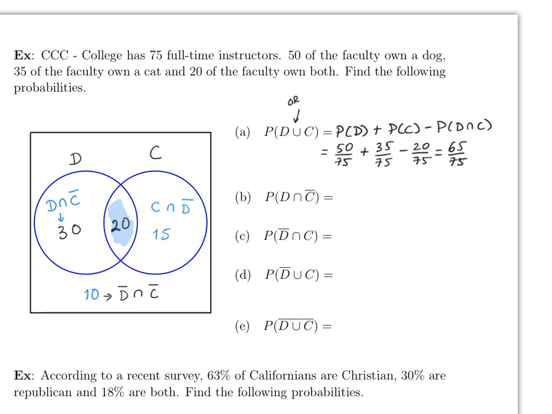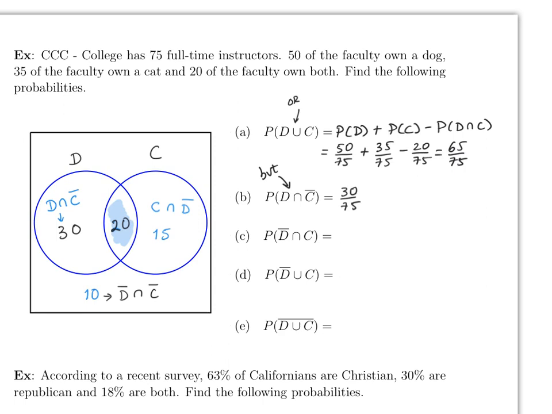This one is asking you how many people have a dog, but they don't have a cat. Remember that this could mean but. So in this particular case, you see that there is 30 people that have a dog, but they don't have a cat. And that's it.